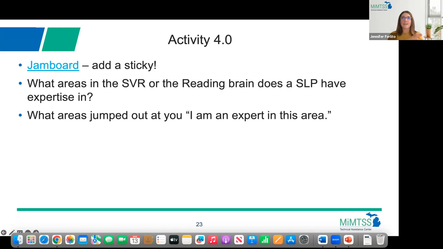And also, I hope that in speech pathology graduate school, the reading brain is part of our neuroanatomy classes. I think that would have been amazing to learn as well. There's a lot of brain information on the reading brain. Lots of fun brain scans.